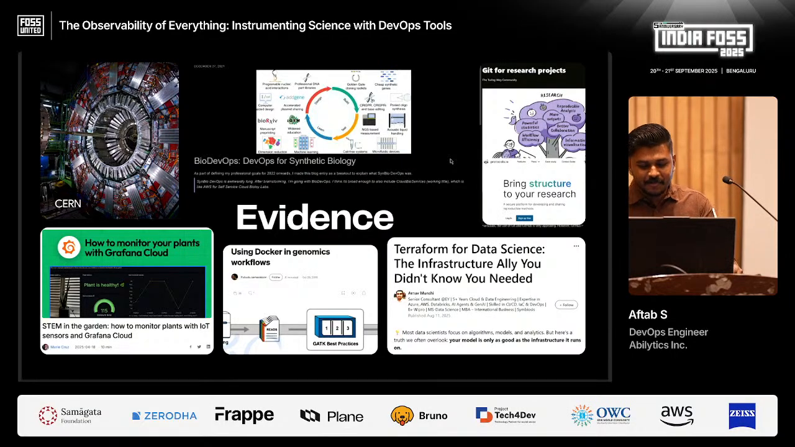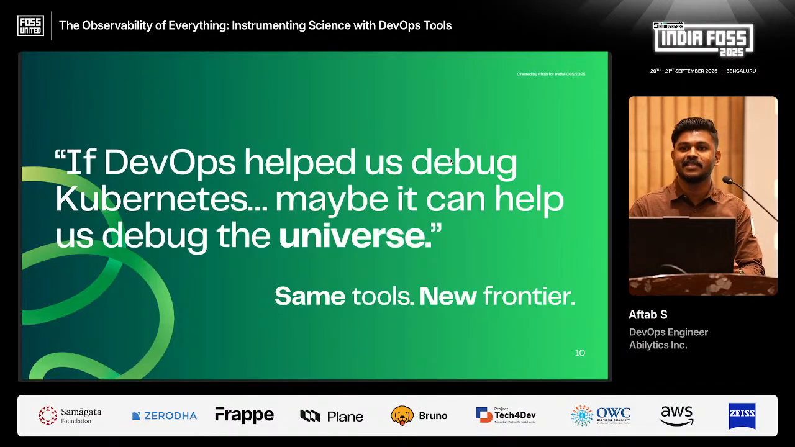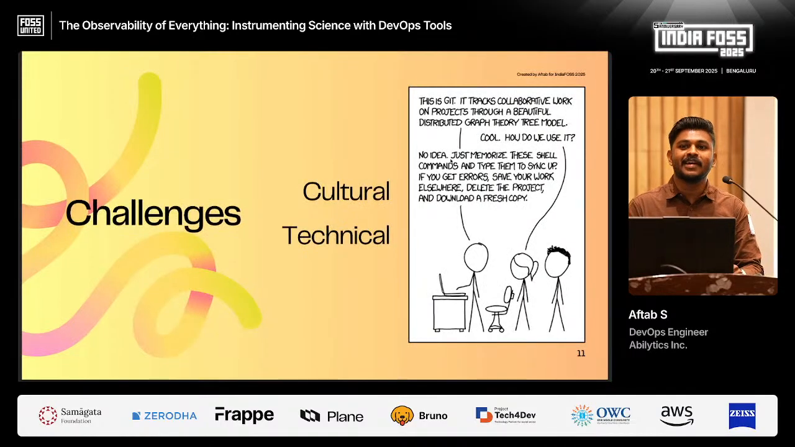So, with that being said, what I'd like to say is, if DevOps helped us debug Kubernetes, maybe, just maybe, I'm not saying it would, but it could help us debug the universe. It's the same tools, but a different use case, right? But that doesn't mean it does not come with challenges. It does have challenges, mainly cultural and technical. In terms of cultural, you cannot expect a scientist to learn all the Docker commands or the Git commands right away.